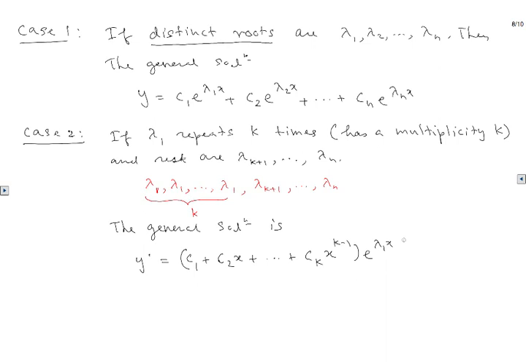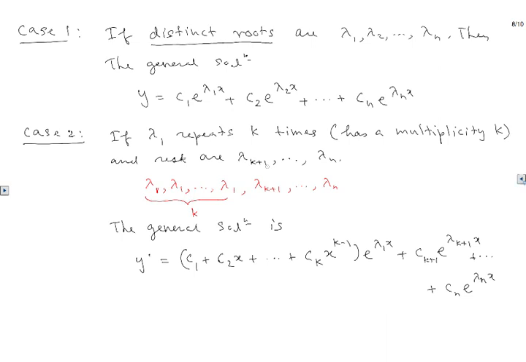At the end, since there are k, the last one only multiplies by x to the k minus 1. And then the rest is very similar. The rest is going to be c k plus 1 e to the lambda k plus 1 x, like that. The last term is going to be cn e to the lambda n x, because we assume that they are different. That is how the general solution looks when one root repeats, but there can be multiple repeating ones. Then just group them into those types. For example, lambda 1 can repeat 2 times, lambda 2 can repeat 3 times. So for the first one you can write c1 plus c2x times e to the lambda 1 x, plus like that.